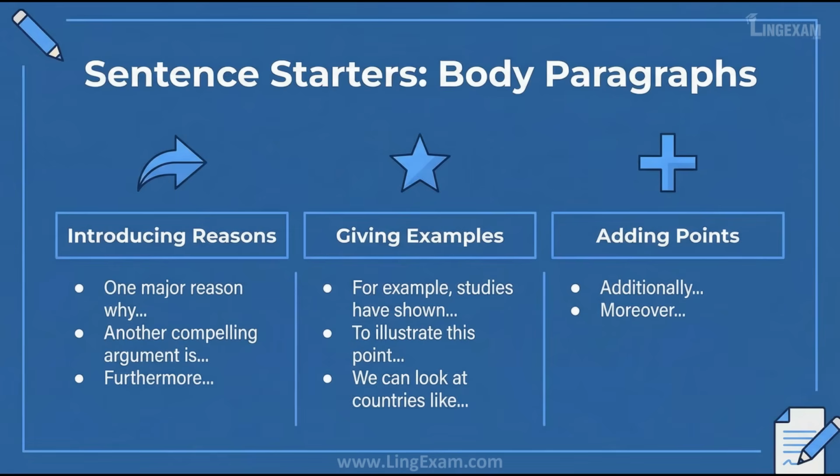For your body paragraphs, you need sentence starters that introduce your reasons and examples. You might say, "One major reason why I agree is that public transportation reduces traffic congestion in urban areas." This clearly signals that you're about to explain your first main point.